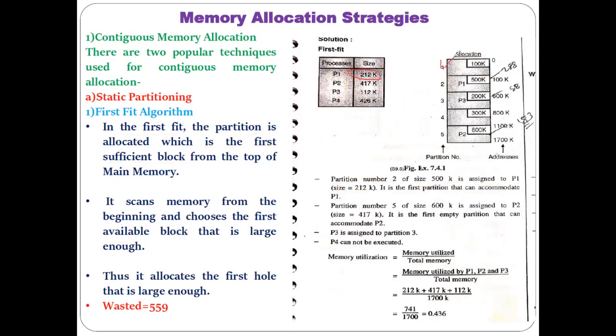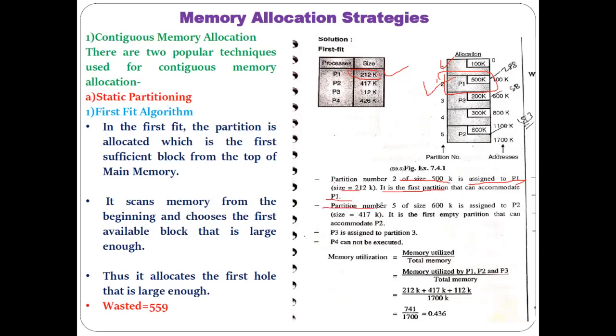Now, this is the first partition, but it is not large enough. We want the first partition that is large enough to hold your process. So this is the first partition which is large enough to hold your process. Understood? That is the reason partition number 2 of size 500K is assigned to P1 of size 212K. It is the first partition that can accommodate P1. Understood? That is the reason you are putting P1 in this second partition.